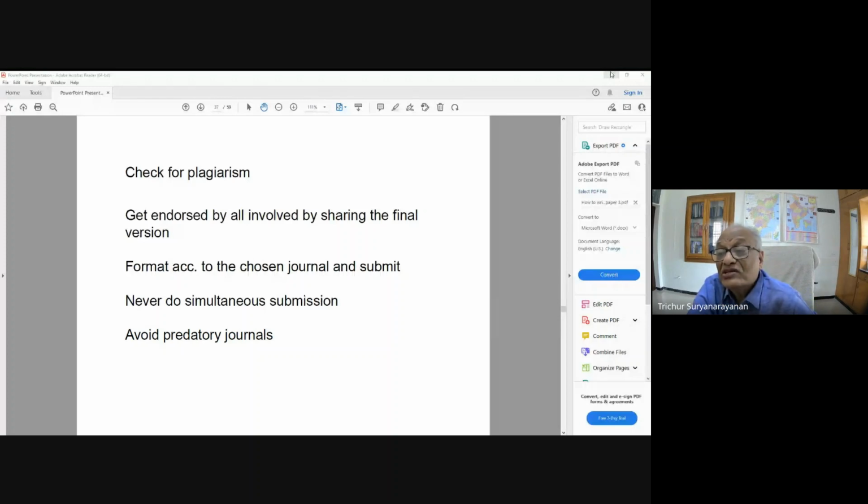There are many journals that begin with the name "International Journal of", but they're not international. They're just somewhere in some place. One or two persons will be involved in inviting papers, and then they just say, we have reviewed it, it's good, just get the money. Don't fall for such journals.